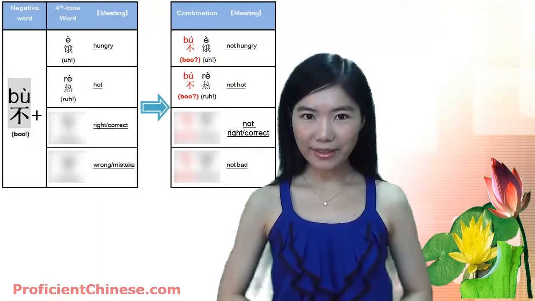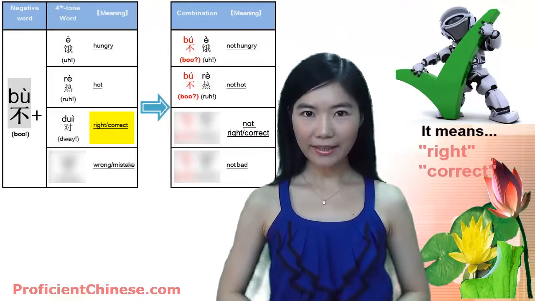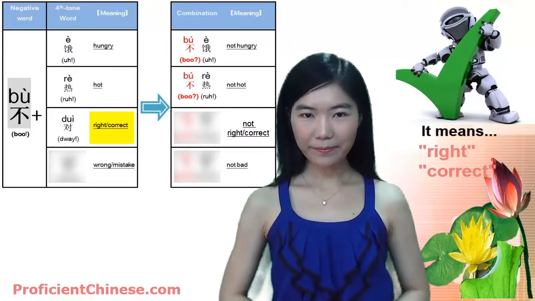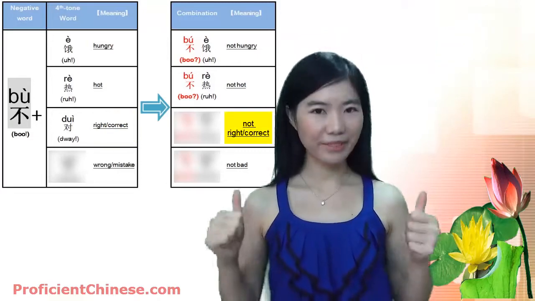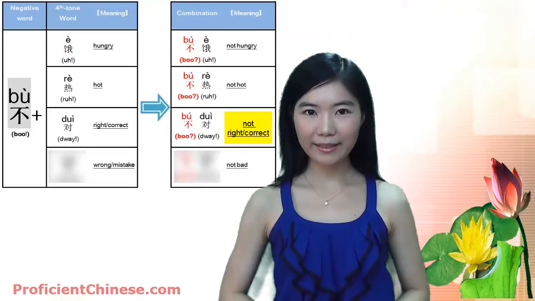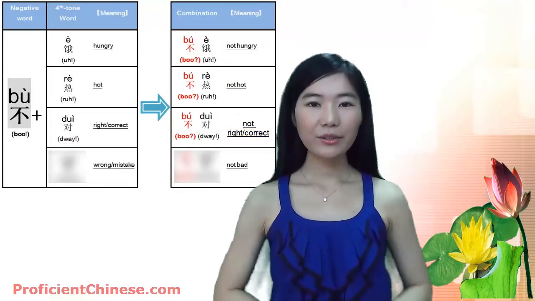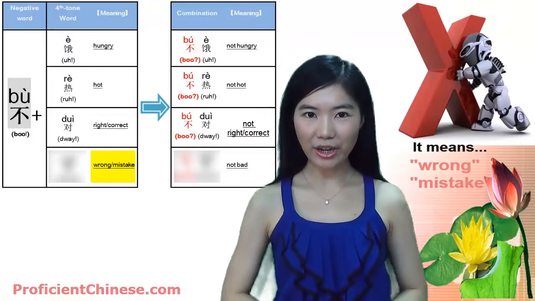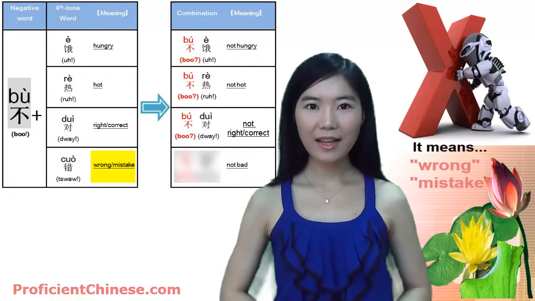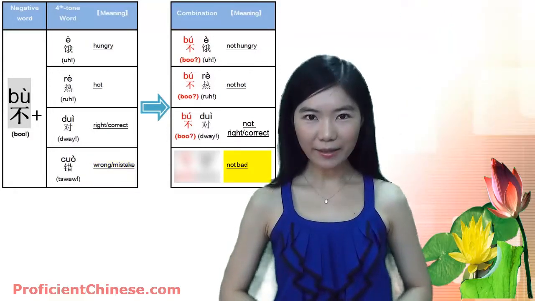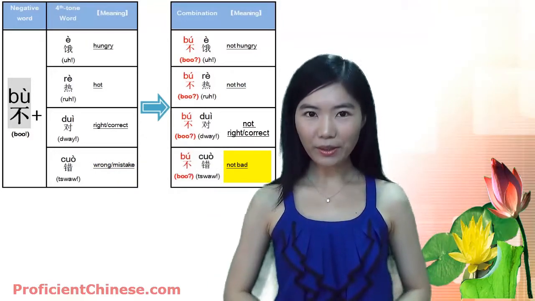Number 3, how do you say right or correct in Chinese? Excellent. 对. How about not right or not correct? Good job. 不对. Number 4, did you know how to say wrong or mistake in Chinese? Wonderful. 错. How about not bad in Chinese? Fantastic. 不错.